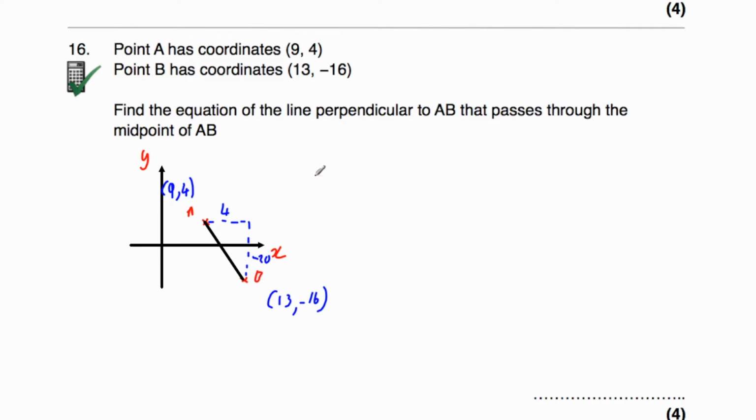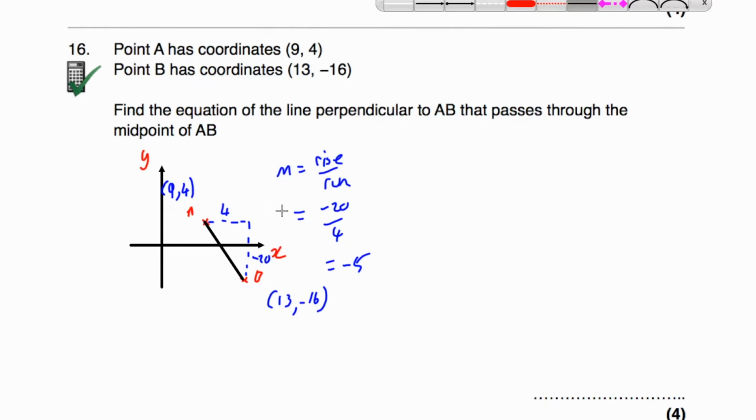So the gradient of this line, the gradient m, will be equal to rise over run. The rise would be negative 20, the run's equal to 4, negative 20 divided by 4 would be minus 5. So the gradient of this line AB is negative 5. Now we want to find the equation of the line that's perpendicular to it. So perpendicular, it crosses at right angles and passes through the midpoint. So let's start off by looking at the equation of this perpendicular line. It's going to be y equals mx plus c.